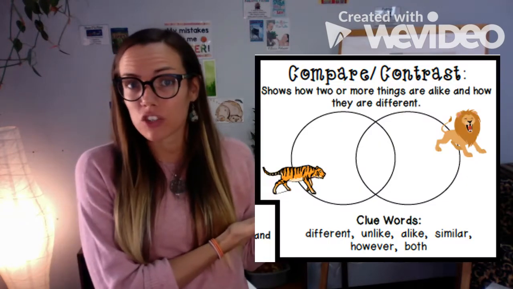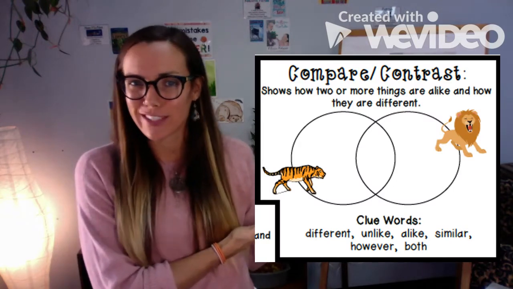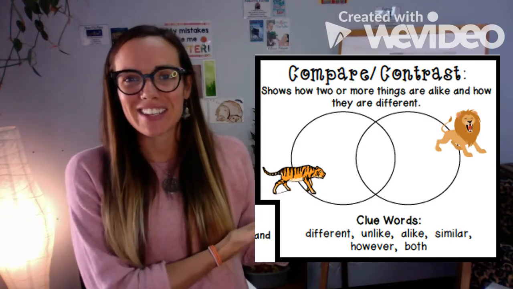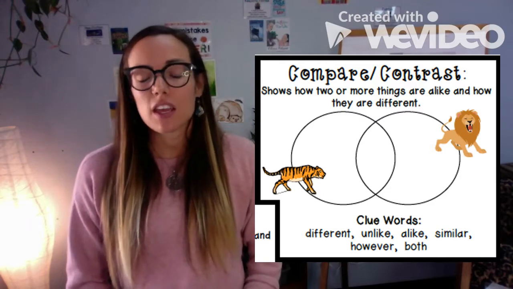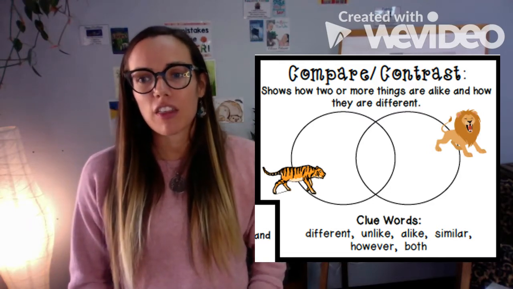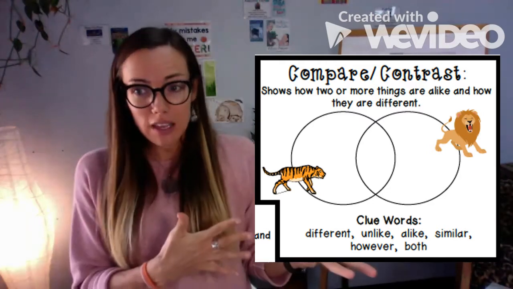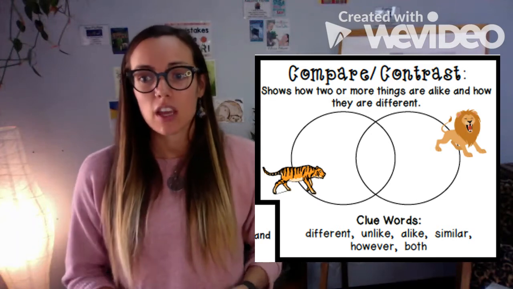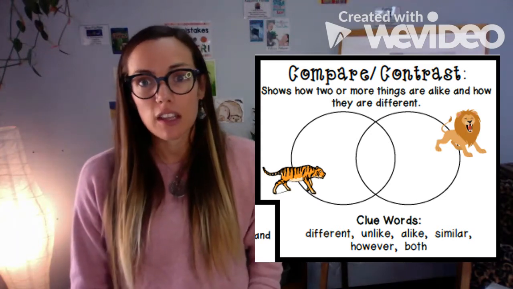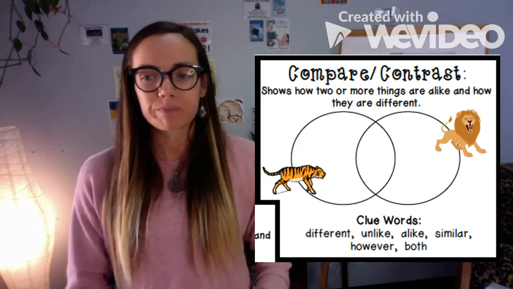The next type of text structure is compare and contrast. You've probably also seen this before in your reading. This is when, in your book, the author shows how 2 things are alike and how they are different. You might see words like different, unalike, alike, similar, however, and both.